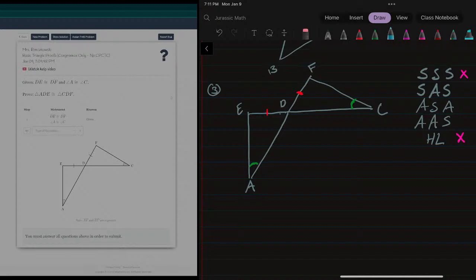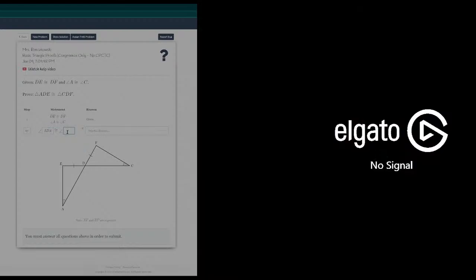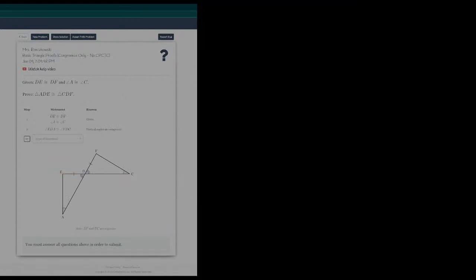Well, I'm going to look at these 2 blue angles. They're vertical angles. They are directly across from each other. So that would be angle EDA is congruent to angle FDC. They are vertical angles. So my statement, I'm going to say 2 angles, EDA and angle FDC. And I'm going to say vertical angles are congruent. I'm going to hit the try button and voila, they work.